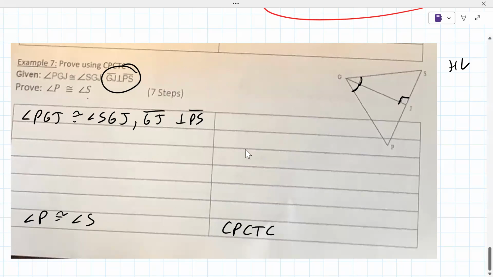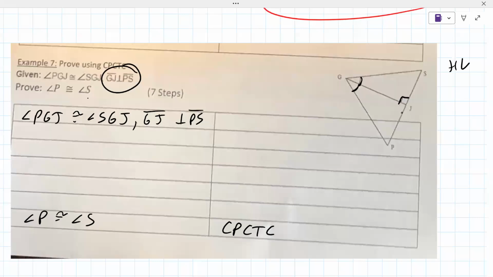I would say that lines GP and GS are congruent. Okay, that you can't use. Good try. There is something else here that we used in the previous proof. Is there anything that's shared between the two? G to J. Yes. Okay, so we're going to use that.